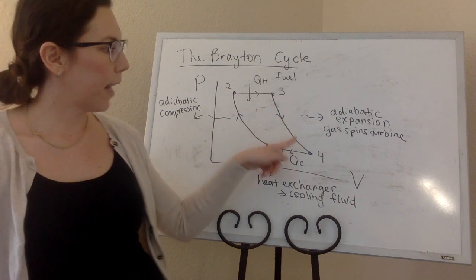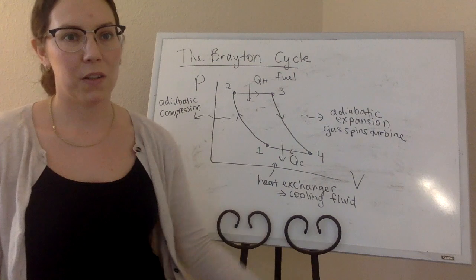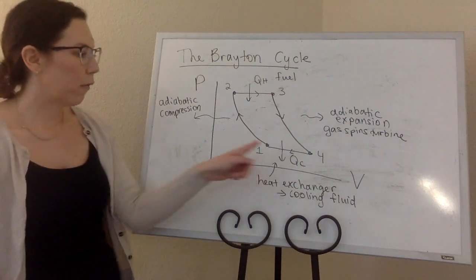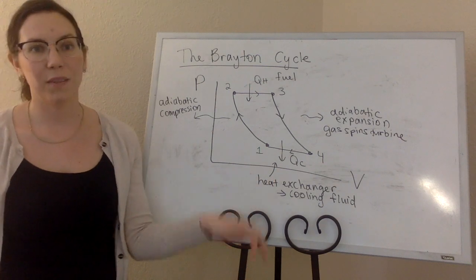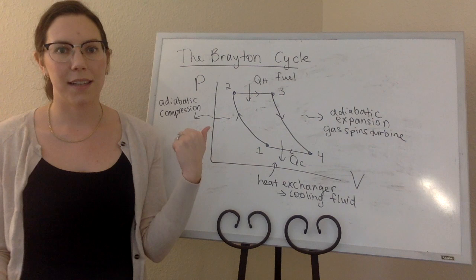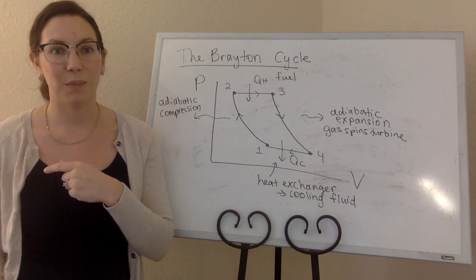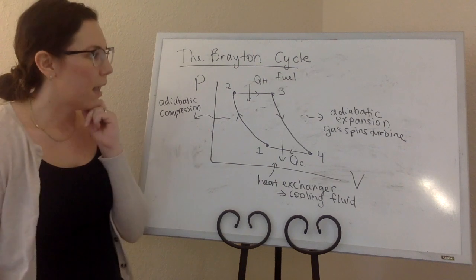And then here in this adiabatic expansion, the gas then will use that energy and spin a turbine. And then lastly, 4 to 1, it would move to something called a heat exchanger and transfer energy to a cooling fluid. So this is important because in the next section we'll come back to this for refrigerators. The reverse of this is the basis of a refrigerator.